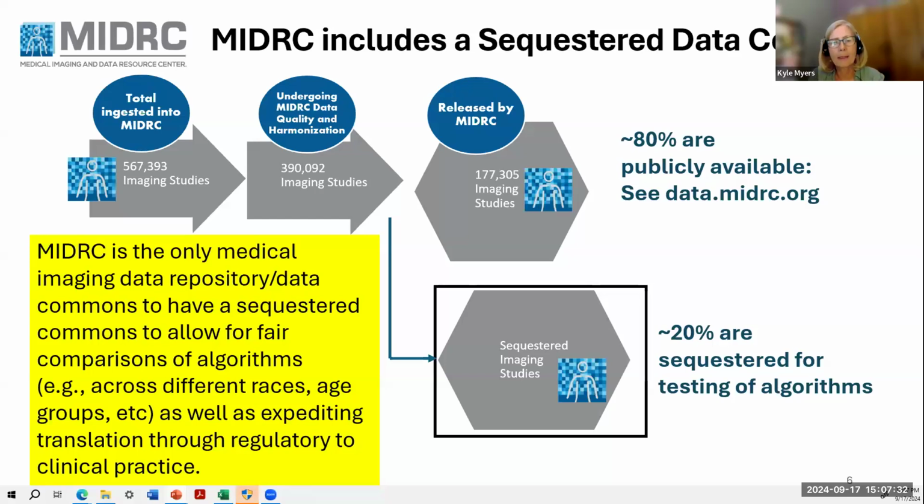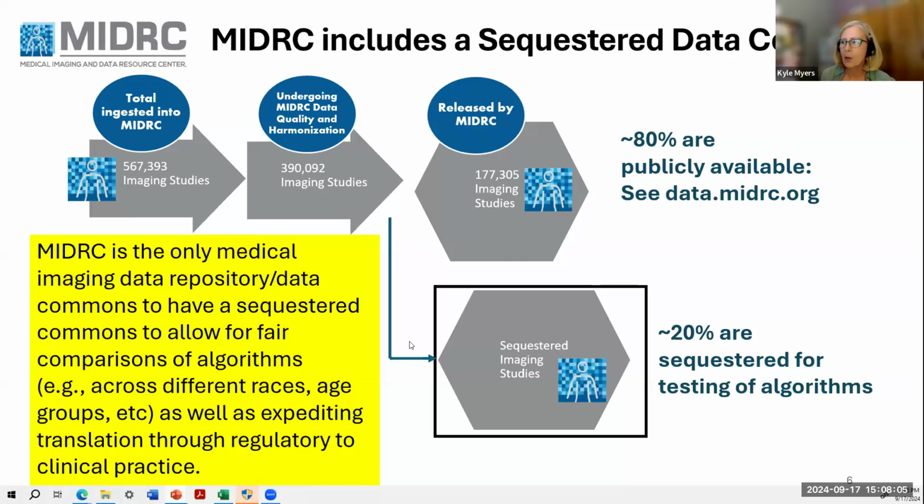Here's MIDRC by the pipeline. MIDRC includes a sequestered data commons. So the data is ingested into MIDRC. It undergoes a data quality and harmonization process, and you can see that process is being undergone by a number of imaging studies that will soon be available in the public repository, which is reflected here in the amount of data that has already been released, available for you to download today at data.midrc.org.